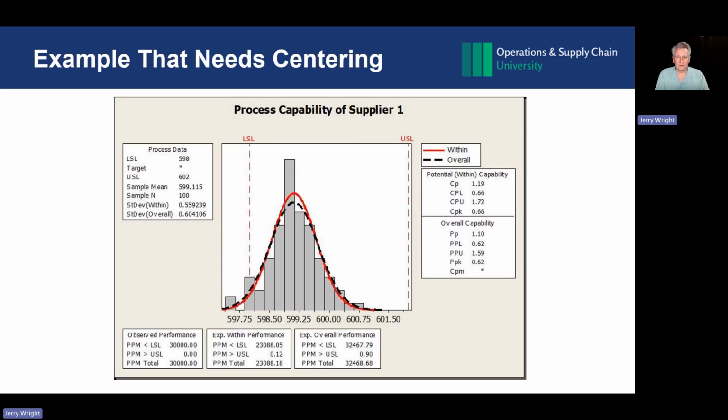So here's an example of one of those that needs to get shifted. I need to get centered. I'm way too close to that lower spec limit. I need to get it tightened up, but I also need to shift it. So I'm hitting that 600 rather than I'm currently averaging around 599 or so. Again, the CPK on this just happens to be 0.66. Not good enough. I'm at 2 sigma. Unacceptable. I need to be at 4 sigma or higher.